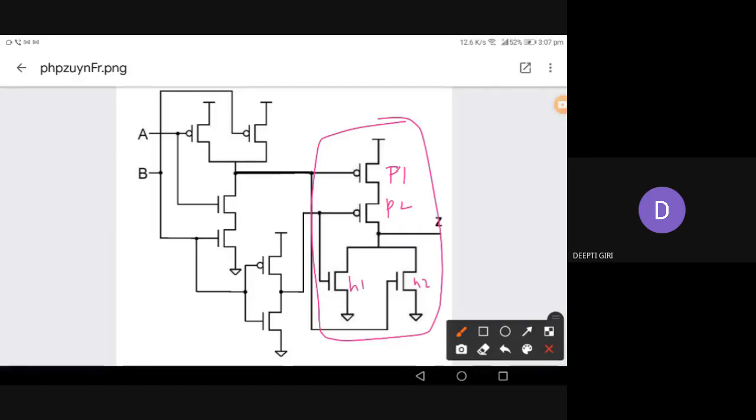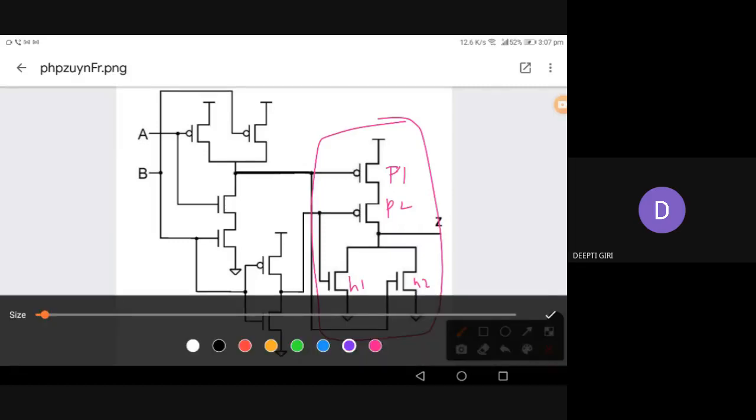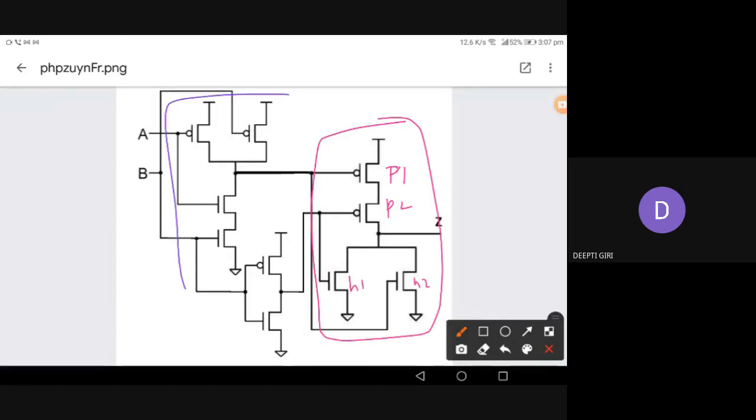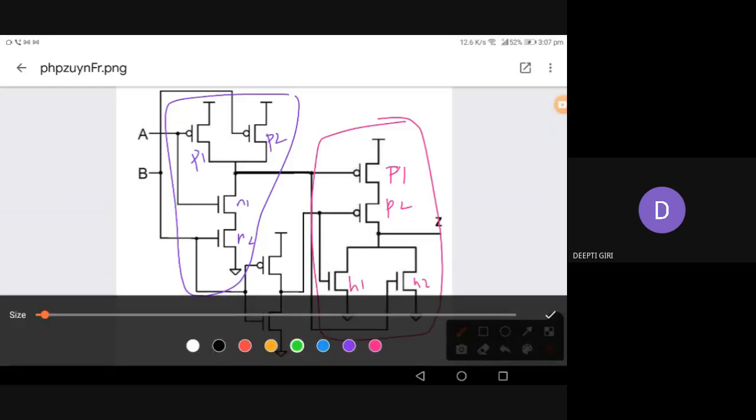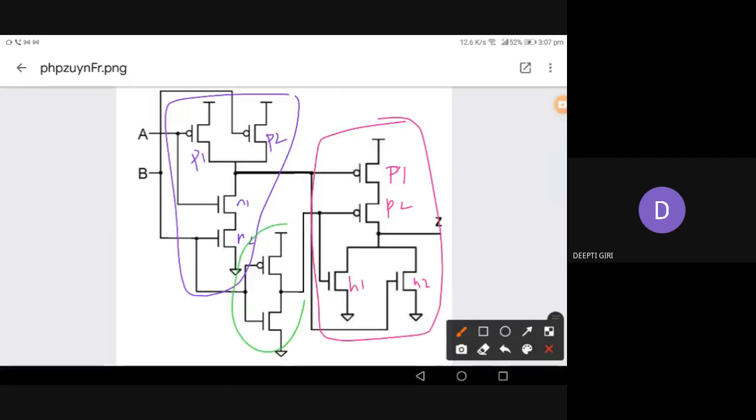Again, this other circuit is also something which we already discussed. Here two NMOS, N1 and N2, are in series, and the PMOS, P1 and P2, are in parallel. And this also we have discussed. And this last circuit also we have discussed. You must know this is nothing but only one PMOS and one NMOS, and this is nothing but a simple NOT gate we have discussed.